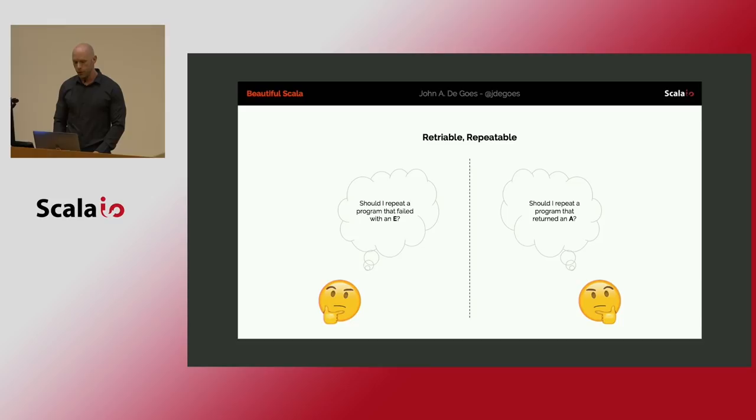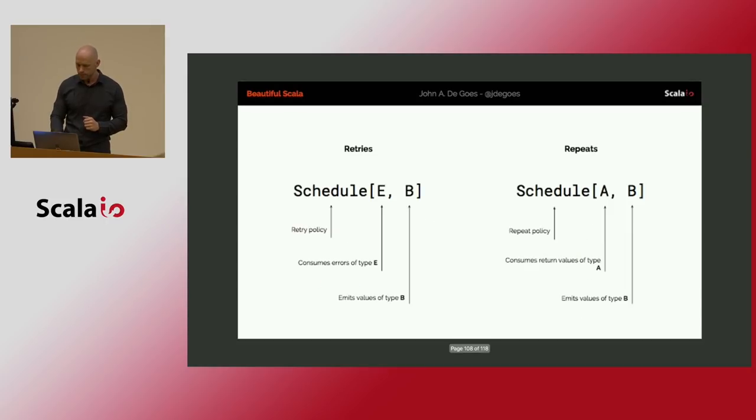And this allows you to do both retries, should you repeat a program that failed with some E, so the inputs to the schedules are E's in that case, or should you repeat a program that returned an A, so the inputs to the schedule are the values computed by the task that you're repeating. And they look like that. So schedule can function either as a retry policy or as a repeat policy. It just depends on what the meaning of those type parameters is.